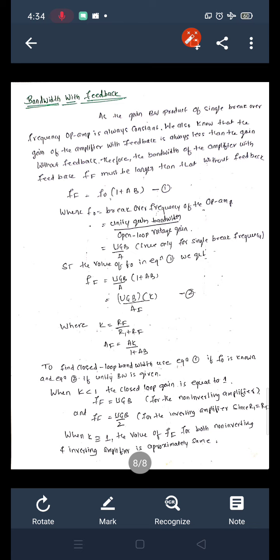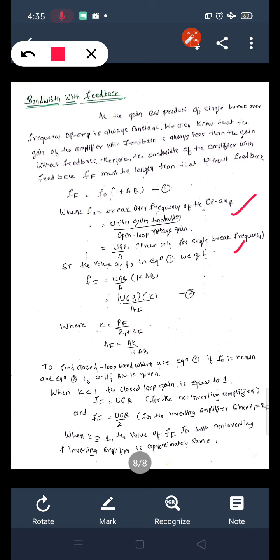Hence you can write the feedback equation as fF is equal to f0 into 1 plus AB, where f0 is the breakover frequency of the op amp, equal to the unity gain bandwidth divided by the open loop voltage gain, that is UGB divided by A. Substituting this value of f0 in equation 1, we get fF as UGB divided by A, into 1 plus AB.